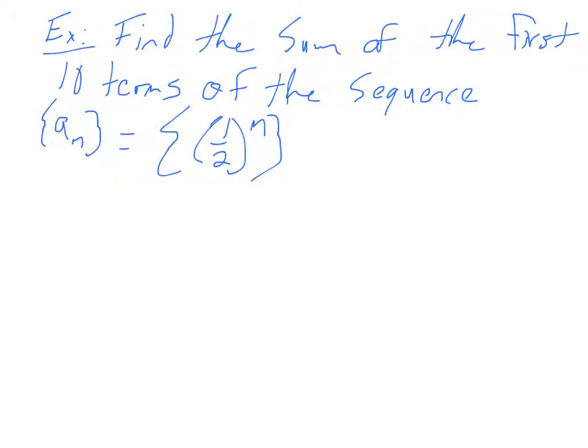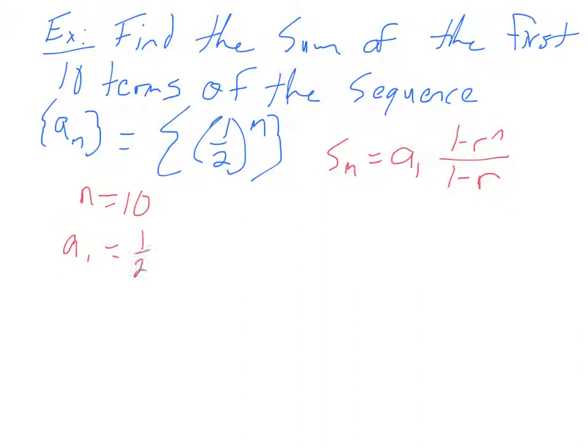We want to find the sum of the first n terms of the sequence, keeping in mind that we just determined that S sub n is equal to a sub 1 times 1 minus r to the n over 1 minus r. Apologize there. So we need to know a sub 1, r, and n to be able to use this formula. n, of course, is 10. A sub 1 is just going to be 1/2 to the 1, which is just 1/2. And our ratio is what?